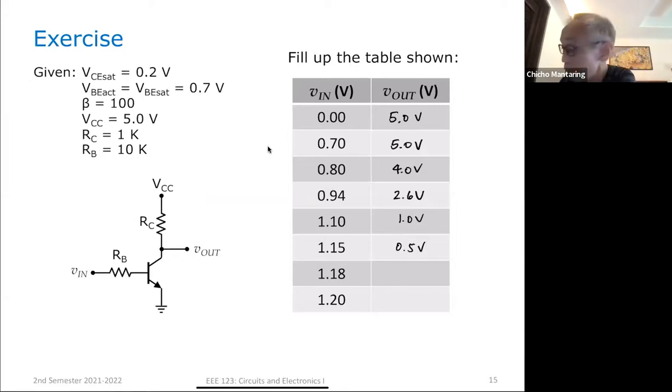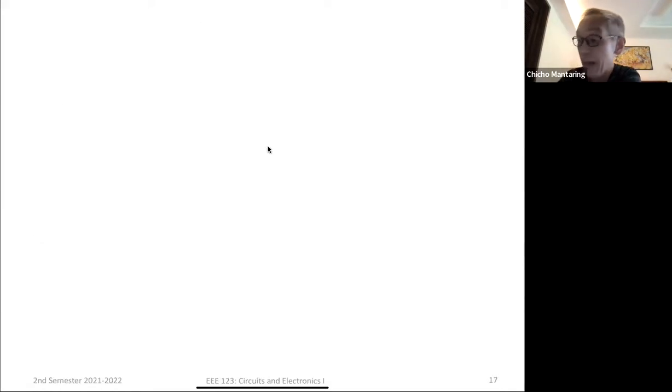Okay. So I'm going to put the answer of 1.18 and this is going to be 0.2 volts, no? So this is still active. But let's go to this 1.2. Vin equal to 1.2. So let's compute IB again. IB is equal to Vin minus VBE all over 10K. So this is 1.2 minus 0.7 over 10K. This is going to be 0.05 mA.